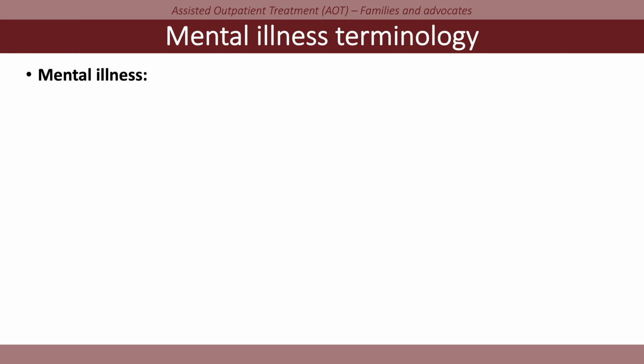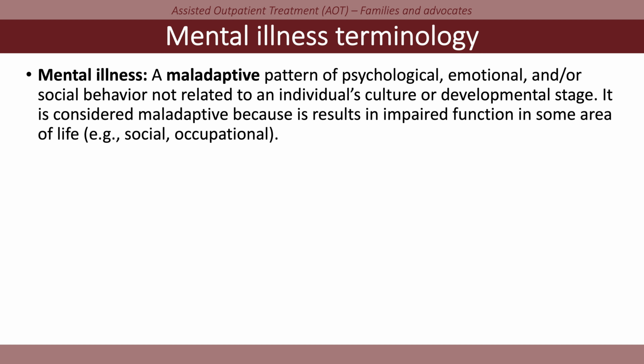So to begin, when we talk about mental illness, we're referring to a maladaptive pattern, psychological, emotional, and/or social behavior. It's not related to someone's culture or development stage. It's considered maladaptive because it results in some type of impaired function somewhere in their life, such as their social relationships at work. For something to be a mental illness, it's important to remember that there has to be some type of impairment, right? We often feel anxious, but that doesn't mean that we have an anxiety disorder, which is a mental illness. So the key point, maladaptive. It's not helping us function.